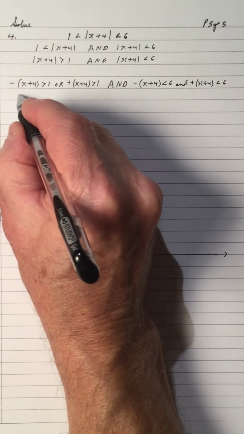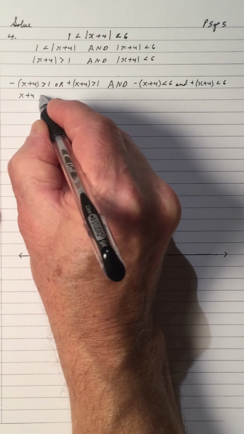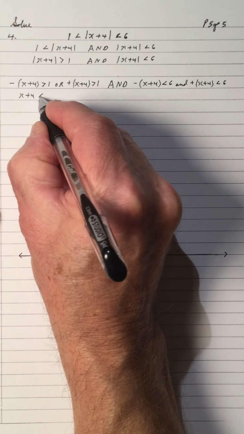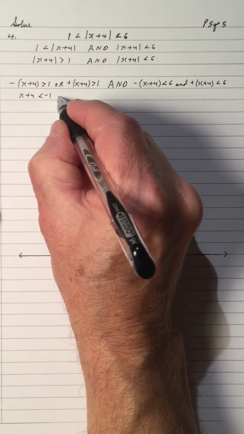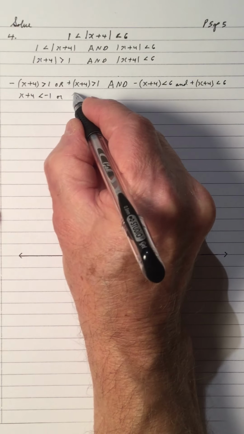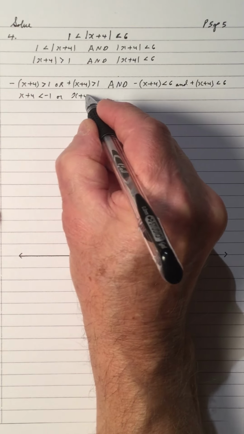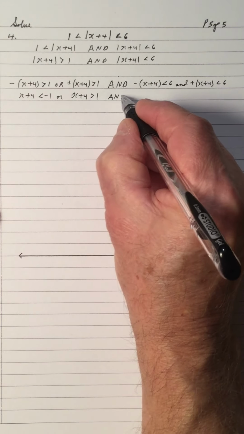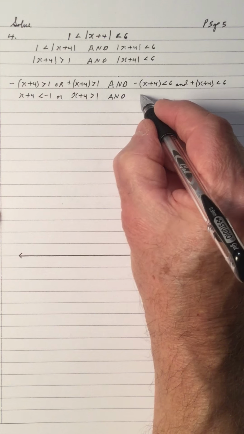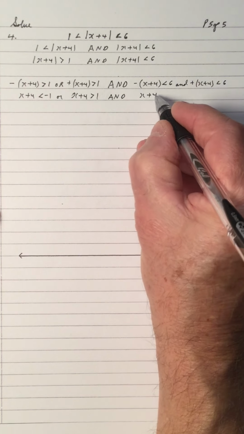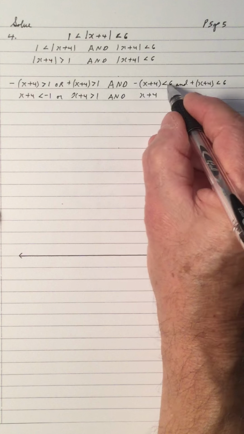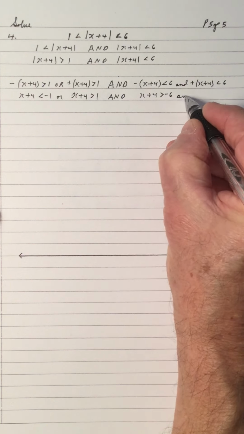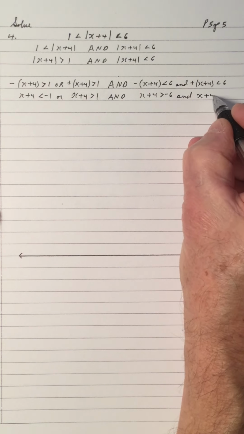So that's the negative of that. So x plus 4, and we're going to divide by negative 1. So that makes it less than negative 1. And that's just x plus 4 is greater than 1. Again, we do an and, the negative, this is x plus 4, multiplying by negative 1 or dividing by negative 1 makes that a greater than, makes that a negative 6. And this, the plus doesn't change.